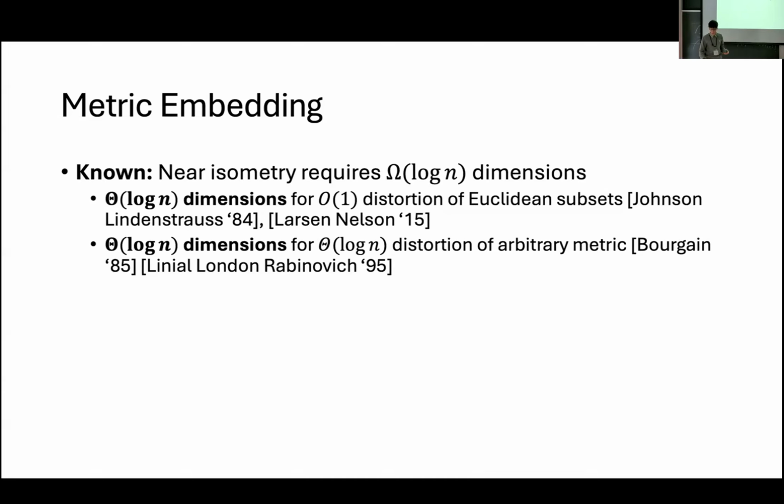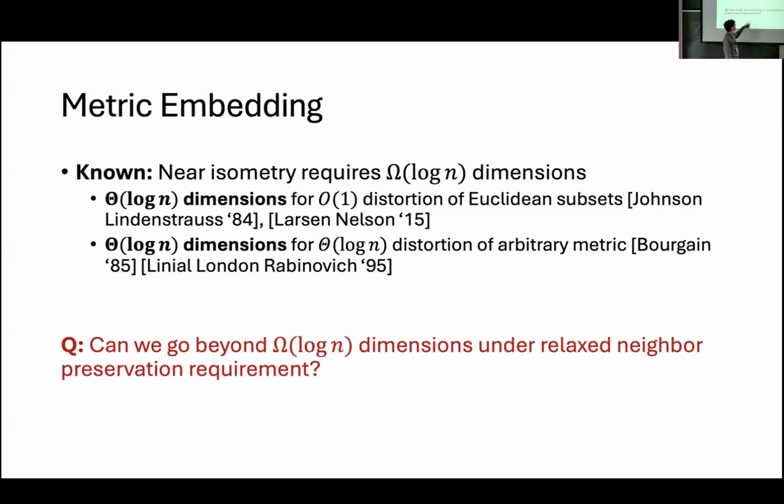So given that I'm studying data visualization, these embeddings are going into just 2 or 3 dimensions, and I'm studying a relaxation of near isometry. The general question is, can we go beyond this log n barrier under this relaxed paradigm? And yes, n is the number of points, sorry. So I'll cut to the chase here, and I'll tell you that unfortunately the answer is going to be no. We're going to actually recover a very similar lower bound.